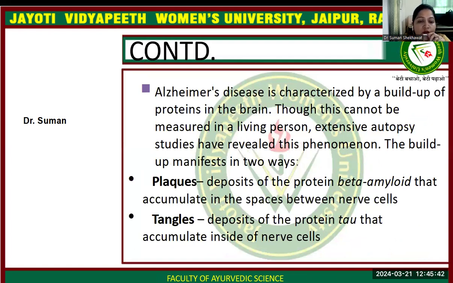Alzheimer's disease is characterized by a buildup of protein in the brain, though this can't be measured in a living person. Extensive autopsy studies have revealed this phenomenon. This buildup may manifest in two ways: plaques and tangles. Plaques are deposits of the protein beta amyloid that accumulate in the space between nerve cells, and tangles are deposits of the protein tau that accumulate inside the nerve cells. These are the two buildup proteins: plaques deposit between nerve cells and tangles deposit inside the nerve cells.